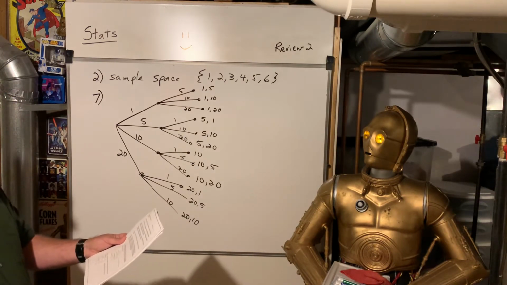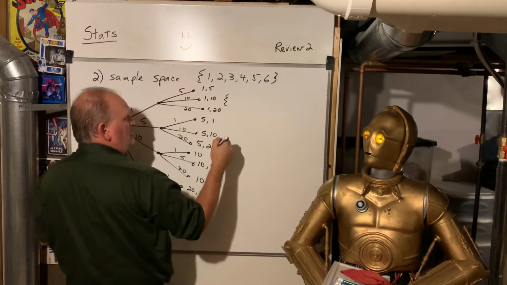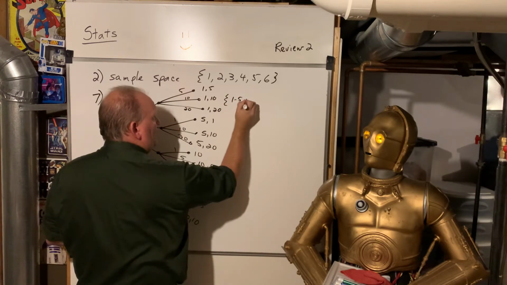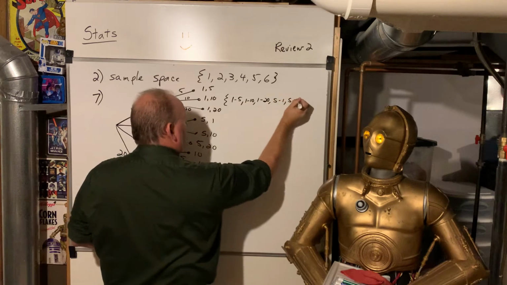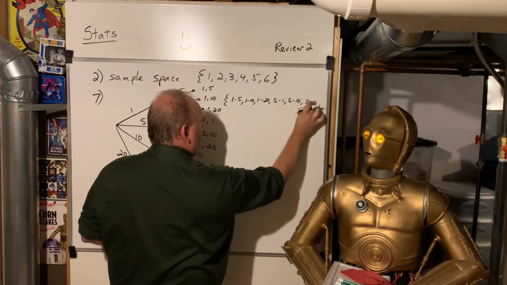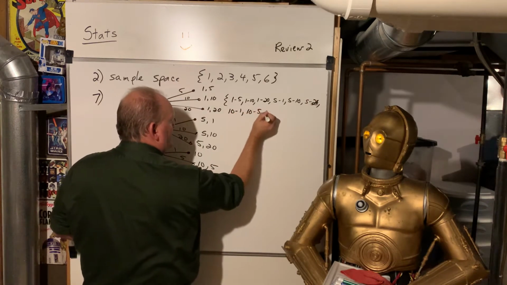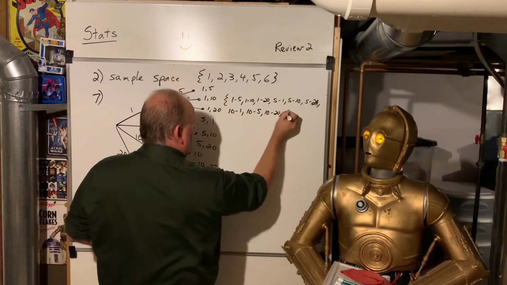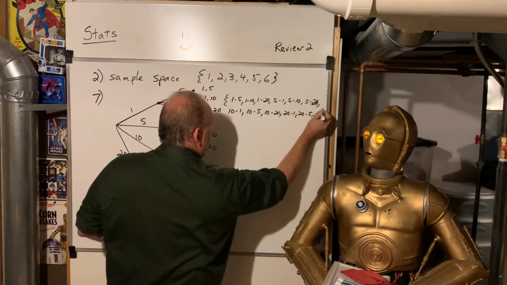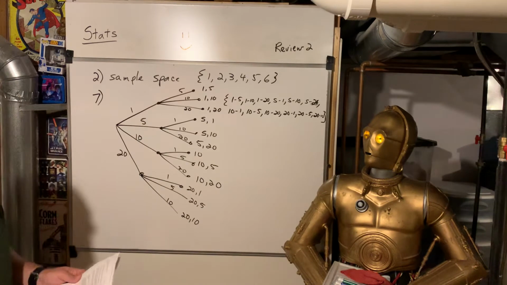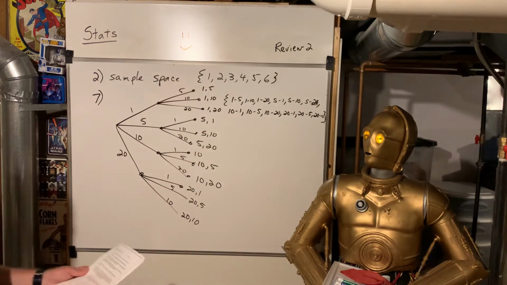Now they want you to list these as a sample space. So then you do the little set notation. And so then we'll go 1-5, 1-10, 1-20, 5-1, 5-10, 5-20, 10-1, 10-5, 10-20, and 20-1, 20-5, and 20-10. And that's our sample space. All right.